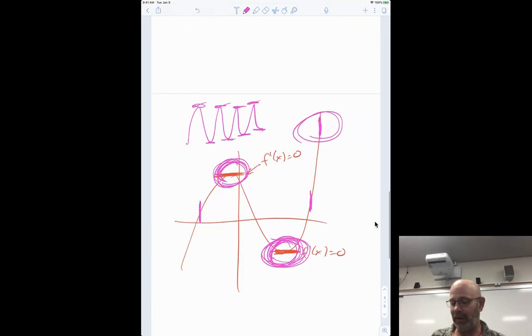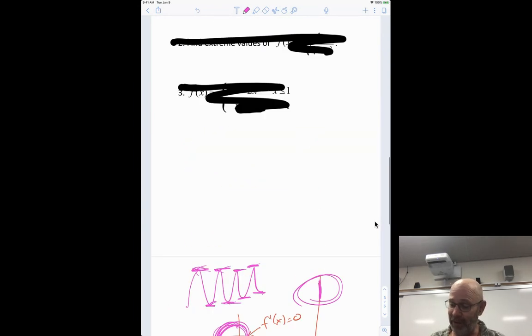All right? All of these points have a derivative equaling 0. We could deal with cusp. Clearly, a cusp is a turning point also. It's going to be a local maximum, but that's not where the derivative is equal to 0.